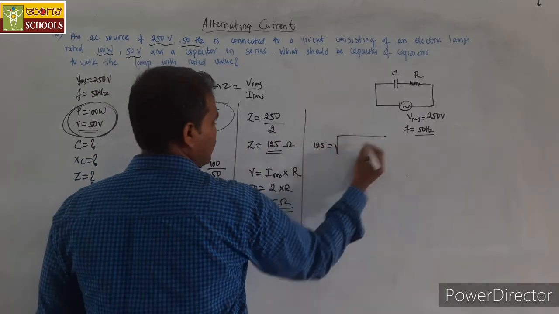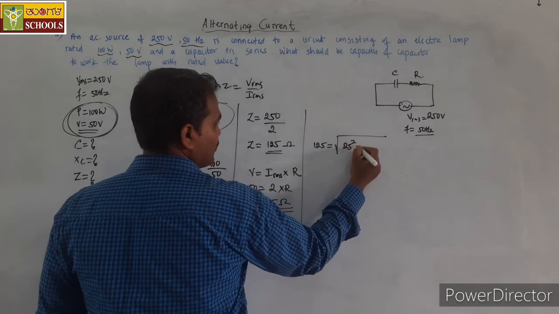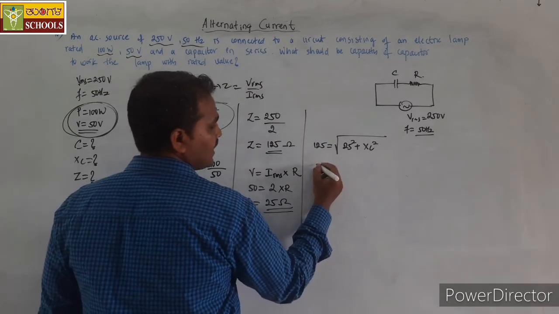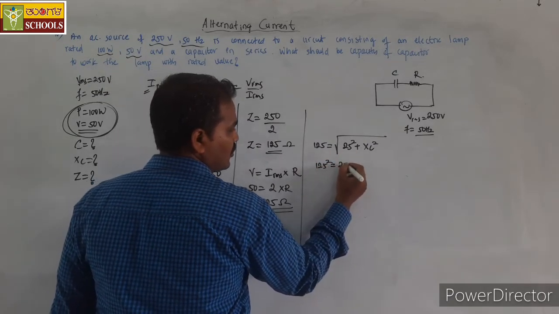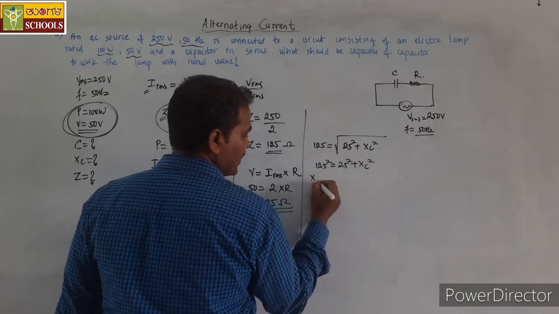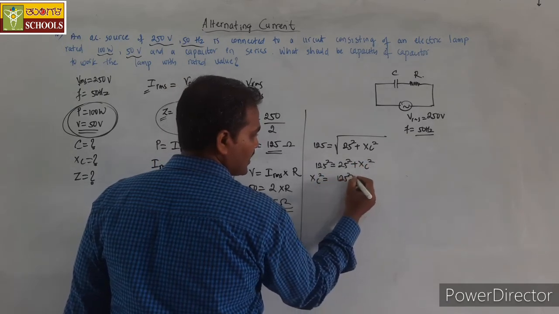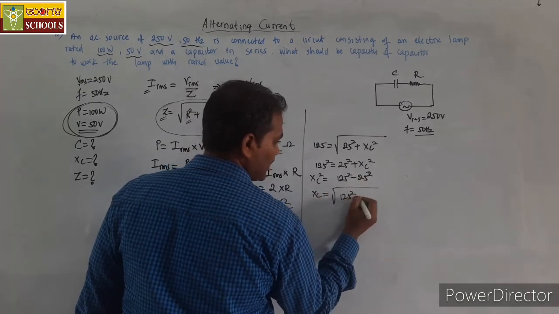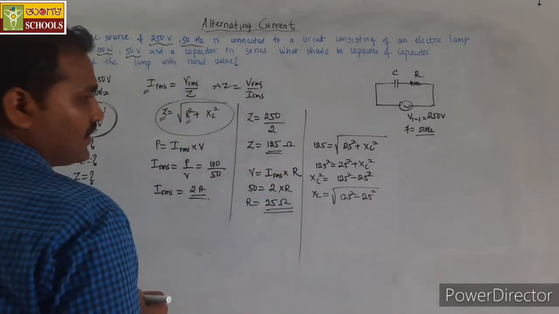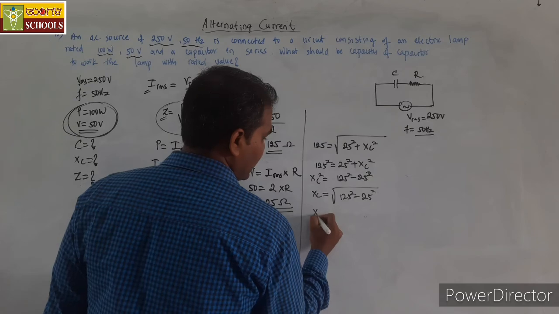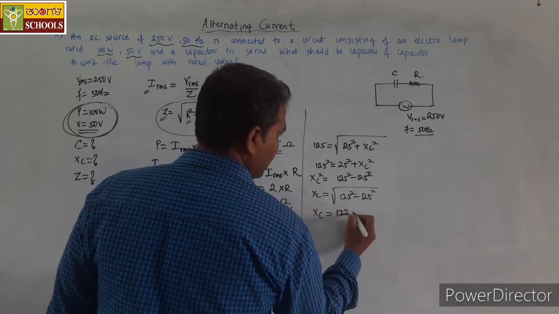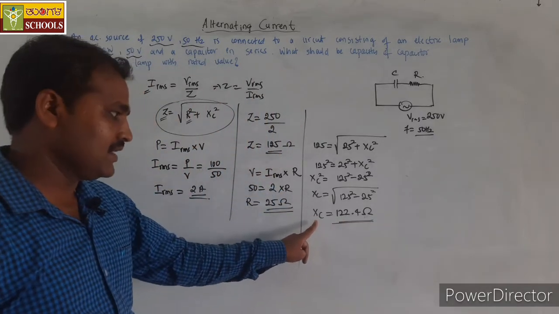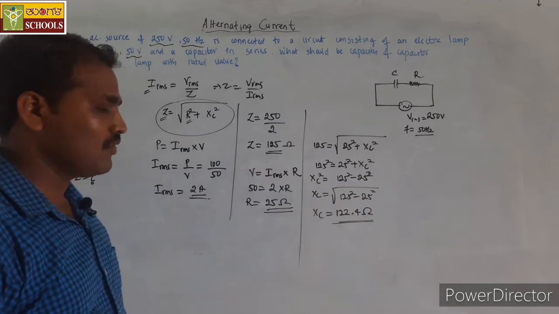So I can write Z is equal to 125 is equal to square root of R square, which is 25 square, plus XC square. By squaring on both sides I get 125 square is equal to 25 square plus XC square. XC square is equal to 125 square minus 25 square. XC is equal to square root of 125 square minus 25 square. By calculating this, I get the value of XC is equal to 122.4 ohms. That is the capacitive reactance.